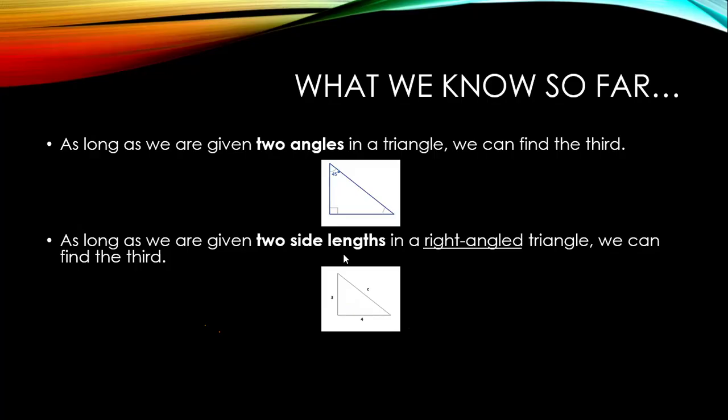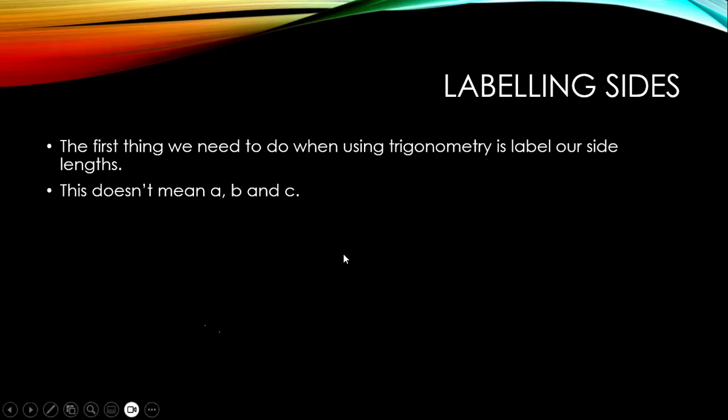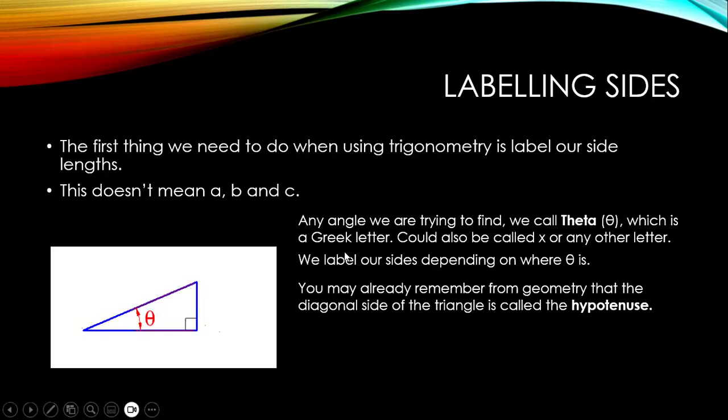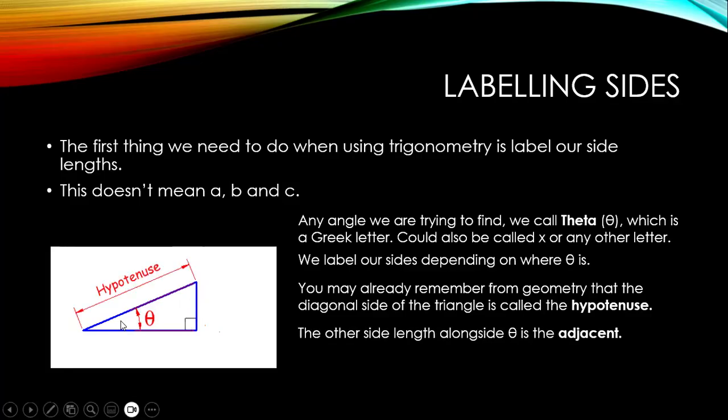So the next one now, here we have theta. Theta could be any angle, and we have a right angle. The first thing we want to do is to label our right angle triangle. How do we do that? This side, the longest side, is always the hypotenuse. So we have the hypotenuse there.